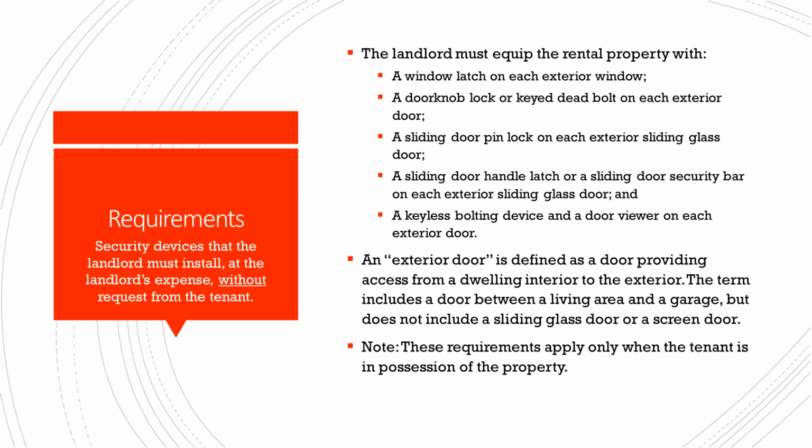So what do we mean when we're talking about an exterior door? Well, the statute defines it as a door providing access from a dwelling interior to the exterior. It includes a door between a living area and a garage, but does not include a sliding glass door or a screen door. Now note, these requirements apply only when the tenant is in possession of the property, and possession means occupancy by a tenant under a lease, including occupancy until the time the tenant moves out or writ of possession through eviction is issued by the court.